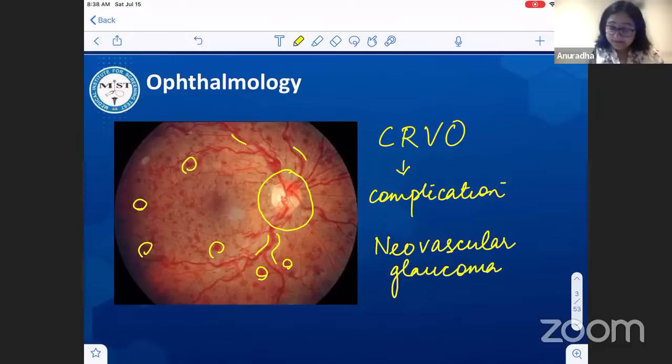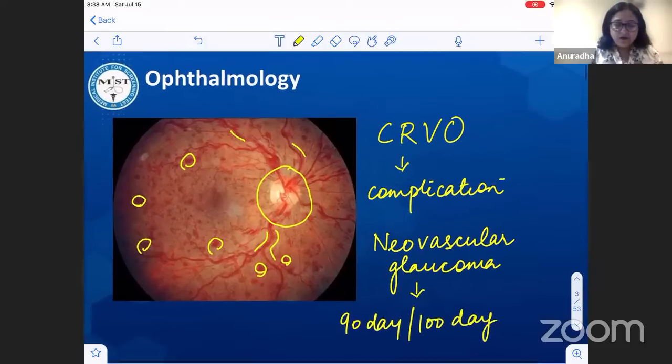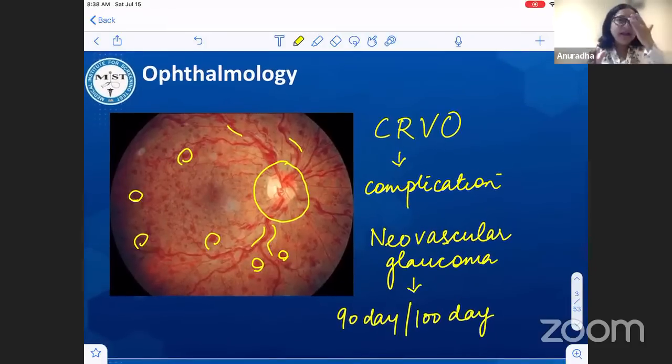And that is typically known as 90-day or 100-day glaucoma. So this is a kind of old question which they have been asking, that in which condition you will be seeing 90-day or 100-day glaucoma. That is a type of neovascular glaucoma which you see in central retinal vein occlusion. Okay, so all of us are clear about the answer to this question. Choice A, hypertension. Yes, absolutely right, my dear friends.